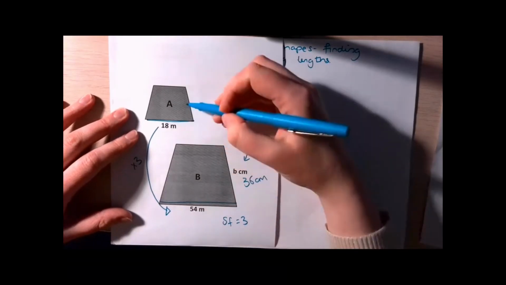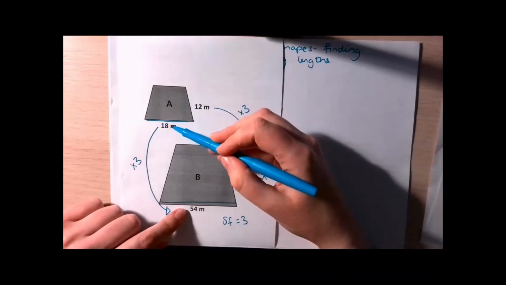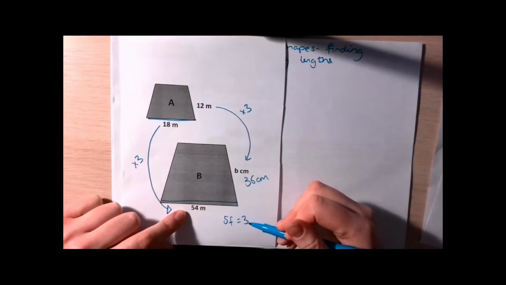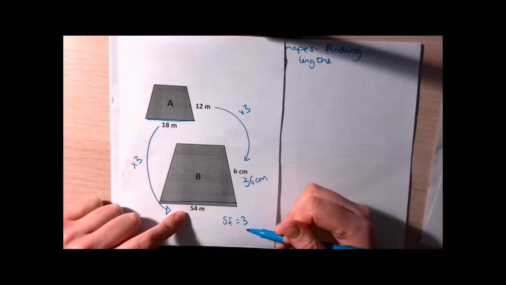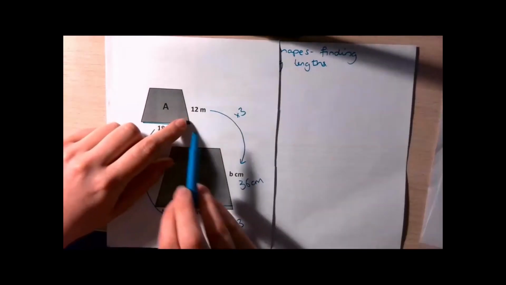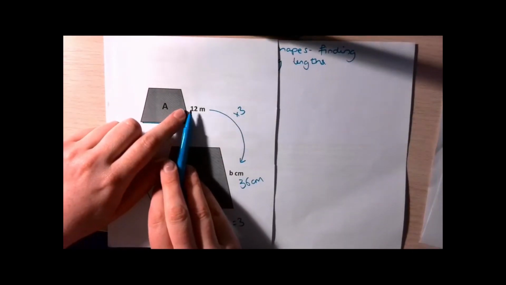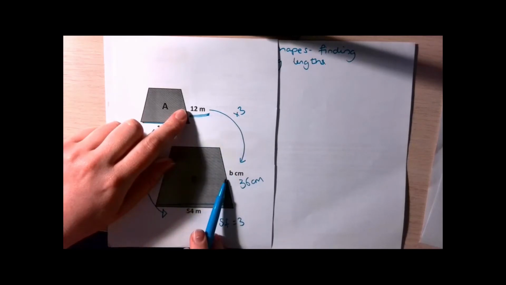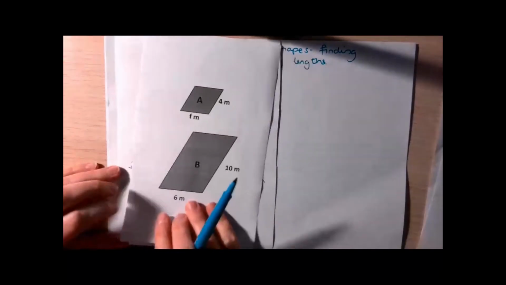Okay, so you'll use the two corresponding sides where you've got the information to calculate your scale factor, and I showed you how to do that on the last video. And then we use the one other side that we're usually given to calculate our missing length. Okay, let's have a look at another one.